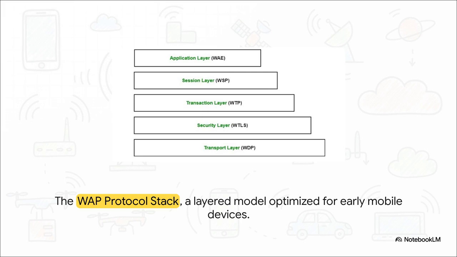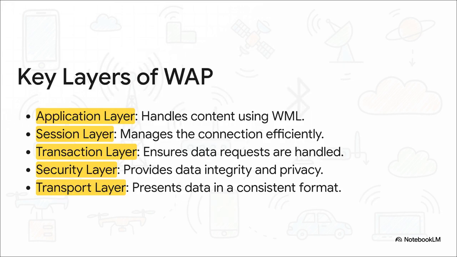Now, if you look under the hood, WAP was built in layers, which is kind of like how the internet we use today is structured. Don't worry about memorizing all these acronyms. That's not the point. The key idea here is that each layer had a very specific job to do, everything from handling the data to securing it, all working together just to get a simple web page onto your phone's tiny screen.